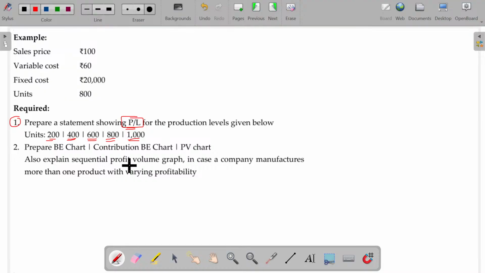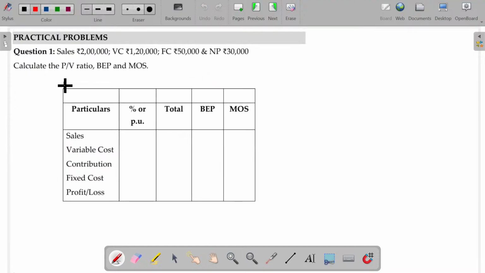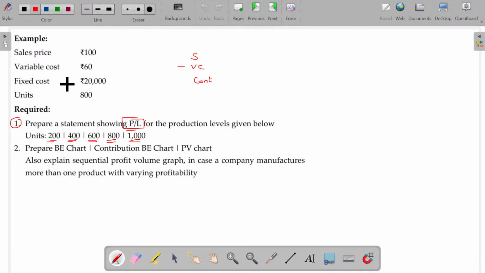Now, sales minus variable cost is usually named as contribution here. Clear? Is that available in your text? Not available. Okay, may not be available. No need to worry about that. So we usually start with question number 1 in Singar Academy text. This is only an example.